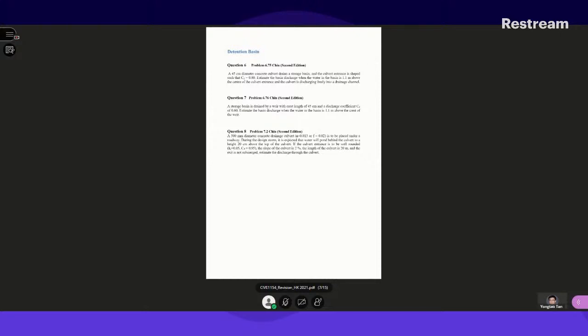So from this, we can see that the cover is discharging freely into a drainage channel. That means the exit is not submerged. So this is not type 1. It will be type 2 or type 3. And also, we look at the basin.